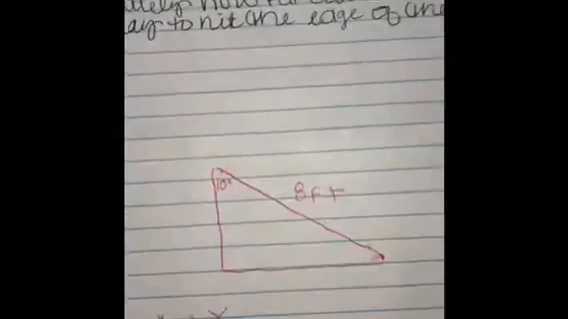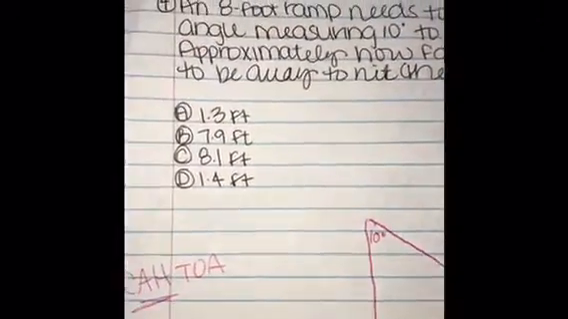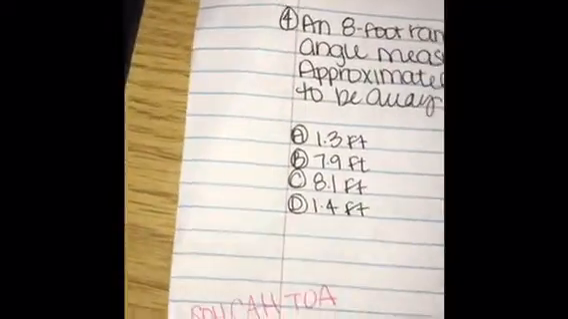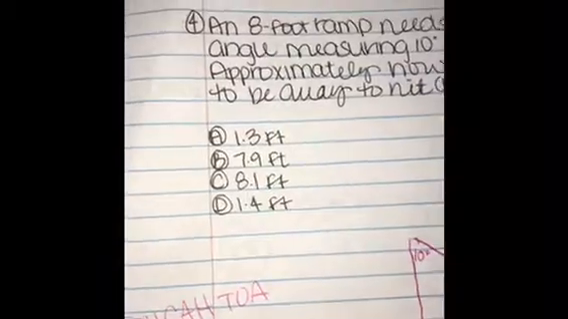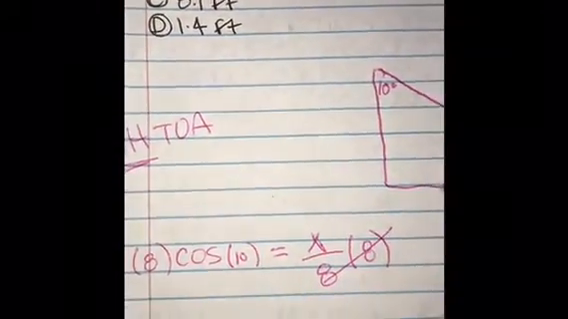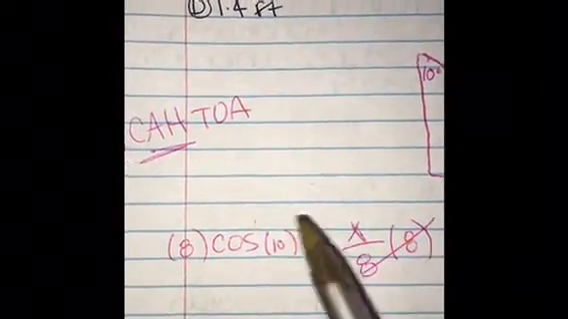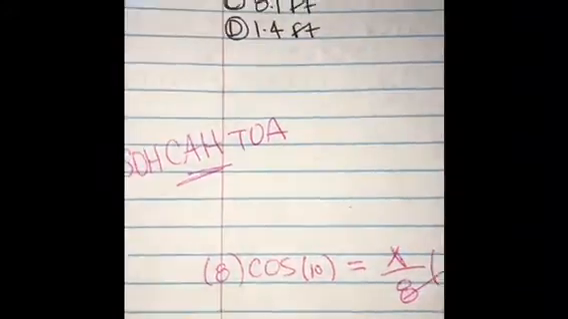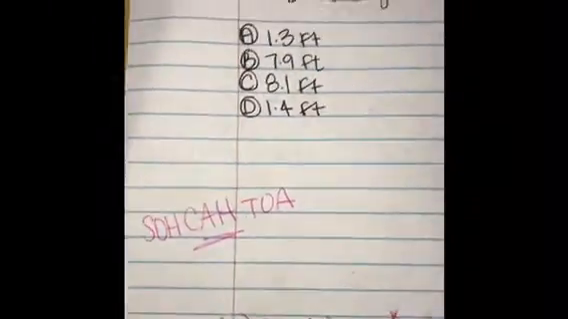Okay, so I went ahead and drew the ramp. We have our 8 feet, our 10-degree angle, and our adjacent angle that we do not know. I wrote SOHCAHTOA so we could know what formula to use, and that's the cosine. So we plug that in. We have cosine of 10 equals x over 8. We multiply both sides by 8. 8 cancels out on this side, and on this side we get 7.9. Okay? So if we go up and look at our answers, we see that B, 7.9 feet, is correct.